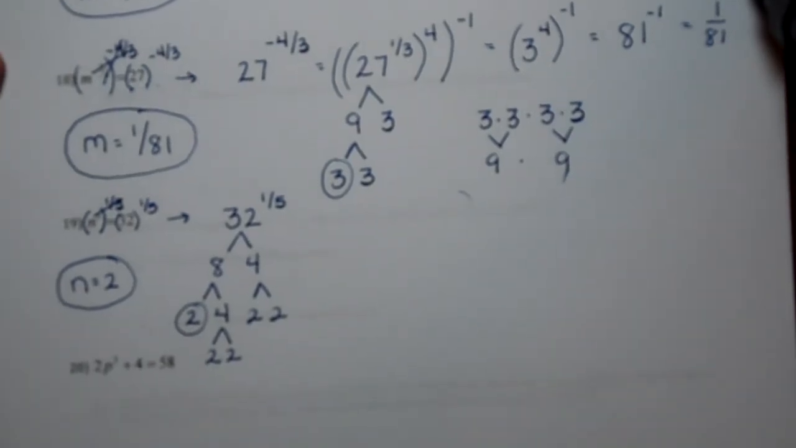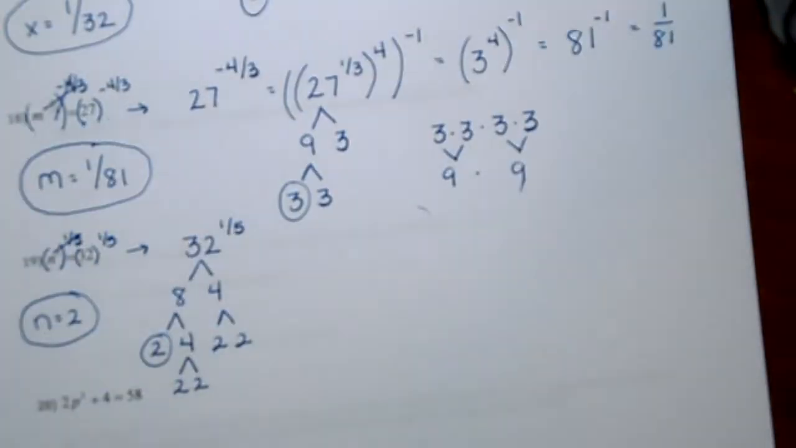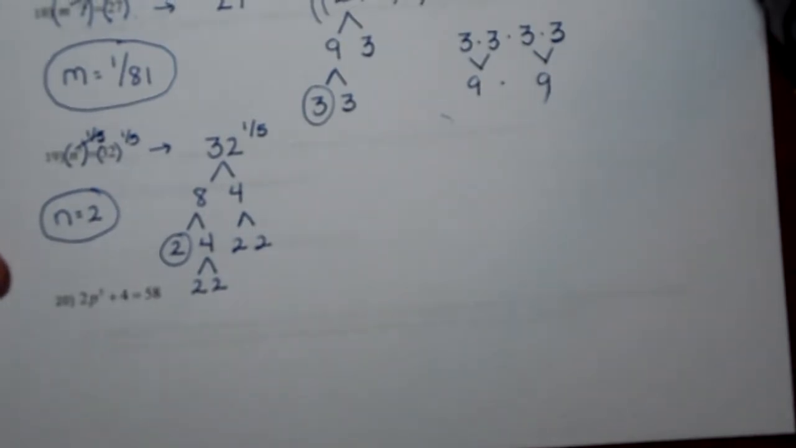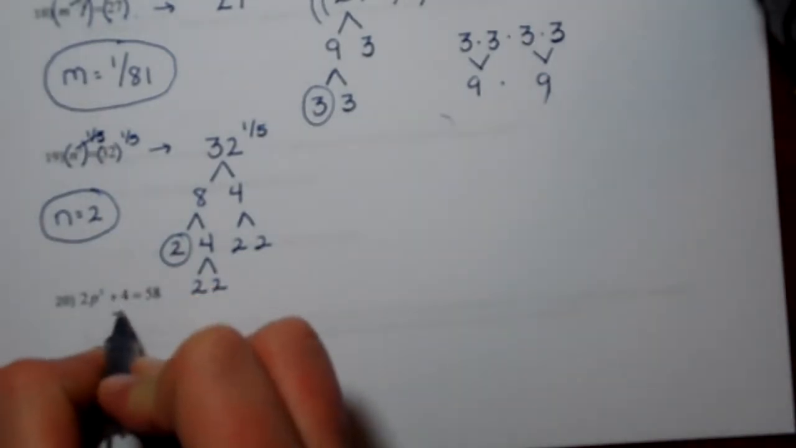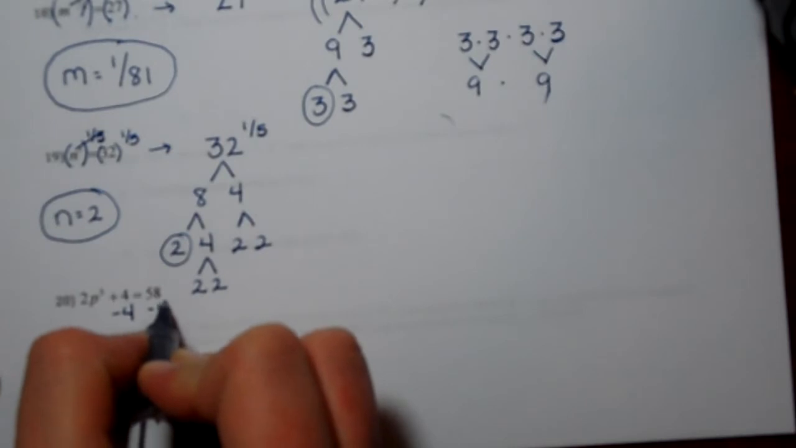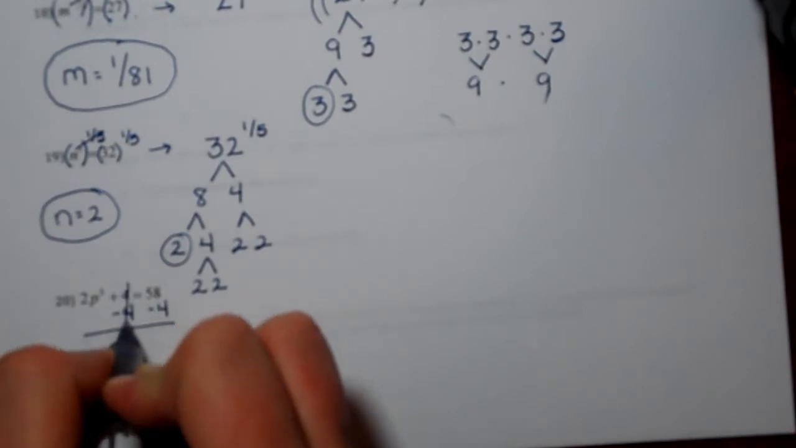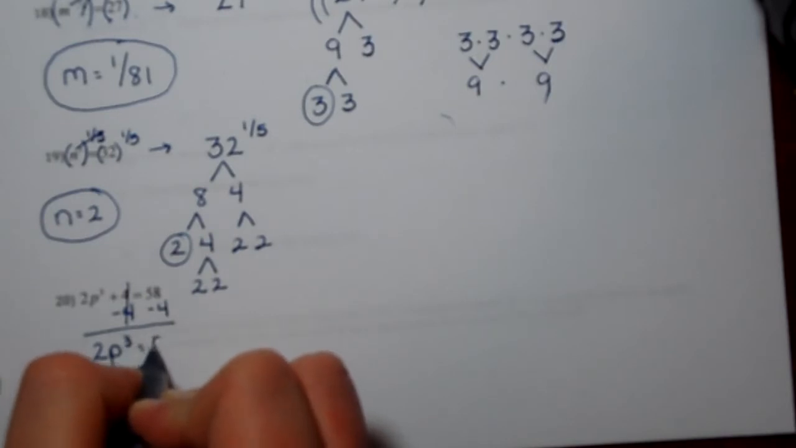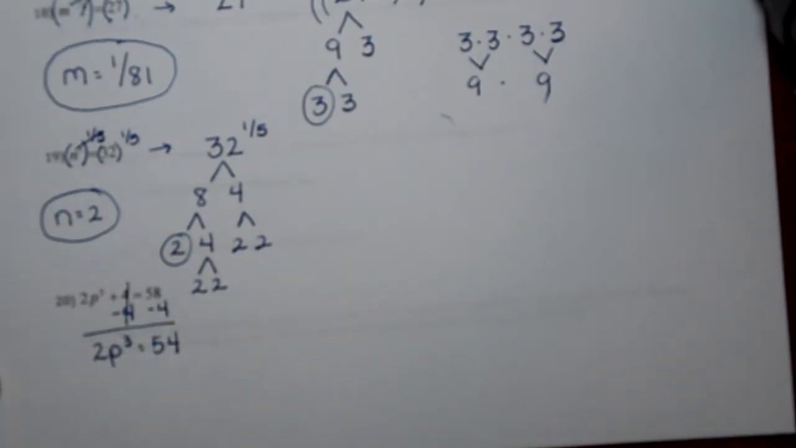Okay, question 20 is one that sends a lot of students screaming for the hills, and they really shouldn't, because there's nothing new being introduced in number 20. It's just putting a bunch of steps together. It says 2p cubed plus 4 equals 58. Now just keep in mind, you solve this like you would solve any other equation. So if I'm trying to get p by itself, I want to start by subtracting the 4. And I end up with 2p cubed equals 54.